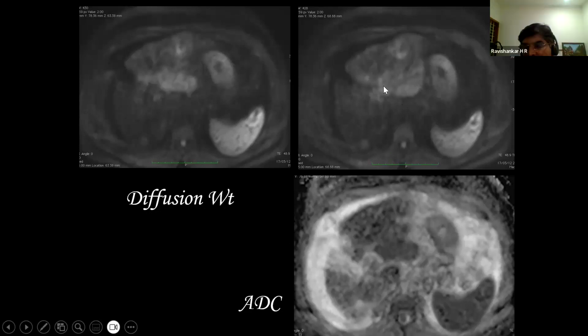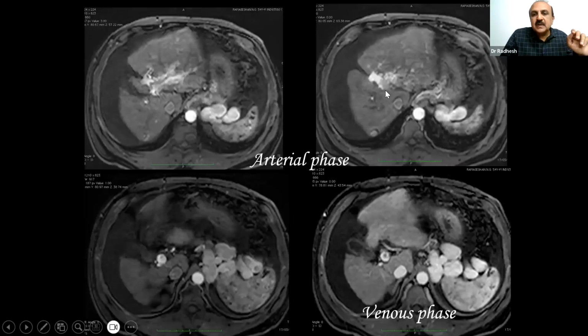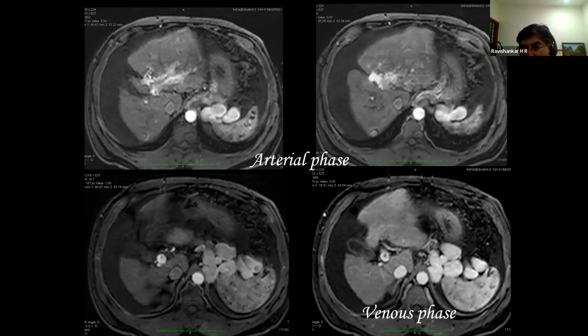Would this lesion have been picked up by an ultrasound? Depends on the echogenicity. If it is isoechoic to the right lobe of the liver, they would have missed it. Ultrasound is not actually a very good modality for liver anyway. So the best is MR, because you have all the sequences which come to your rescue.